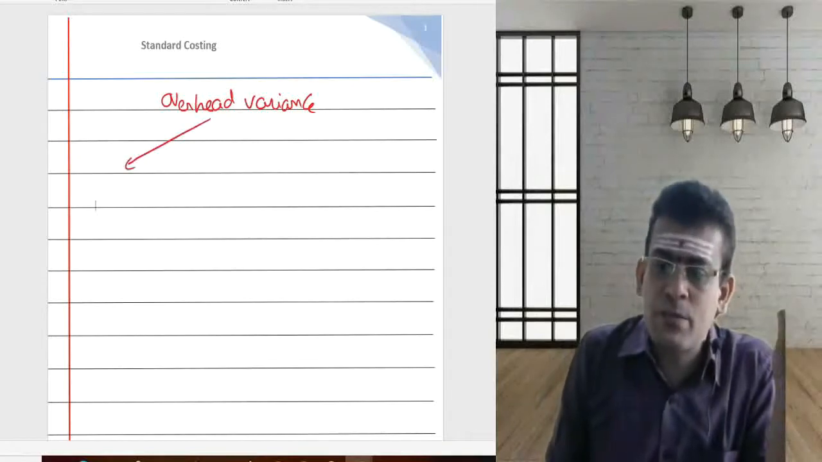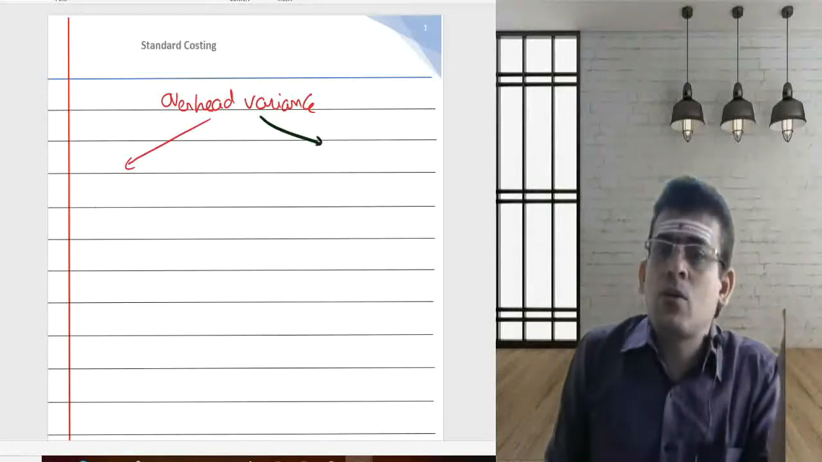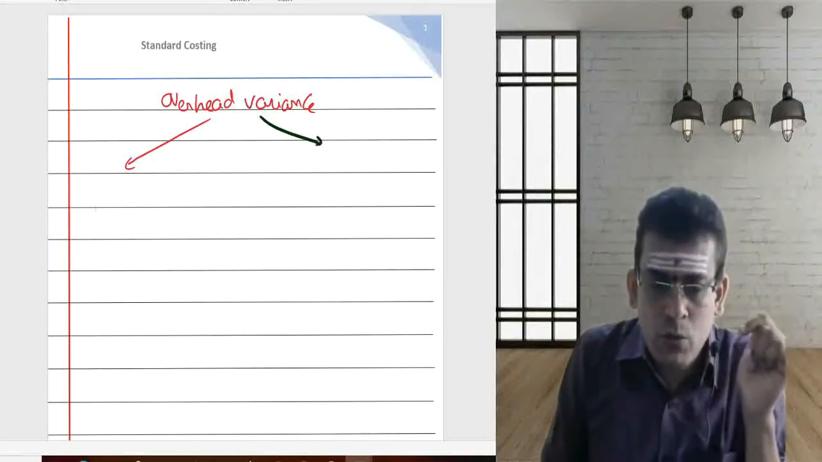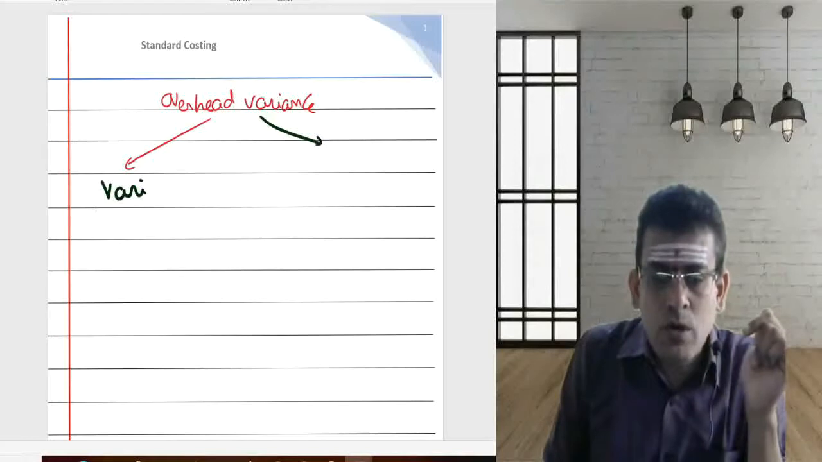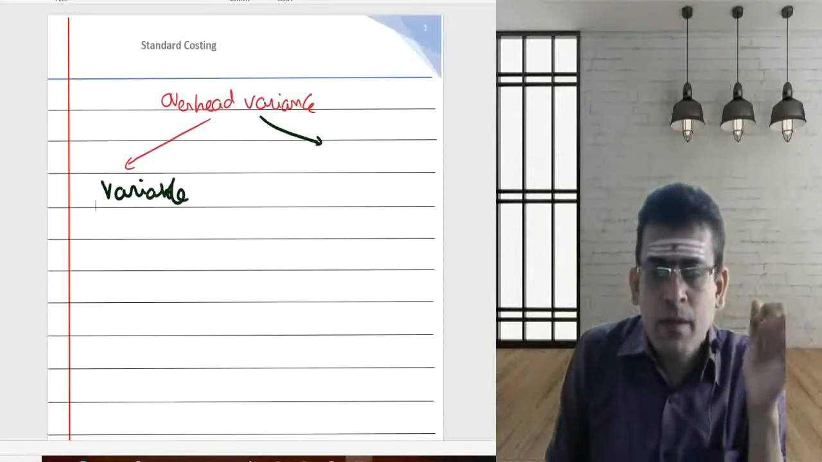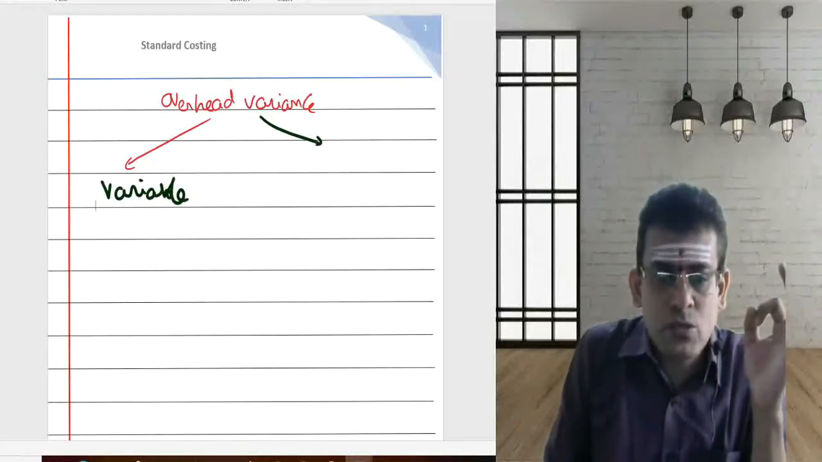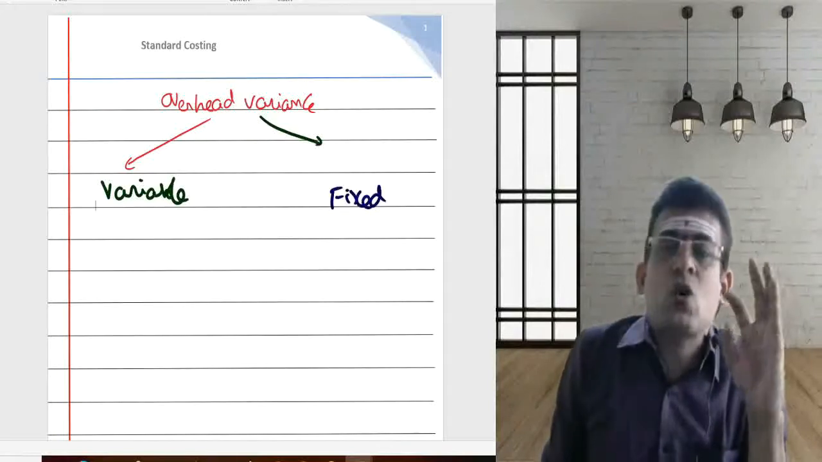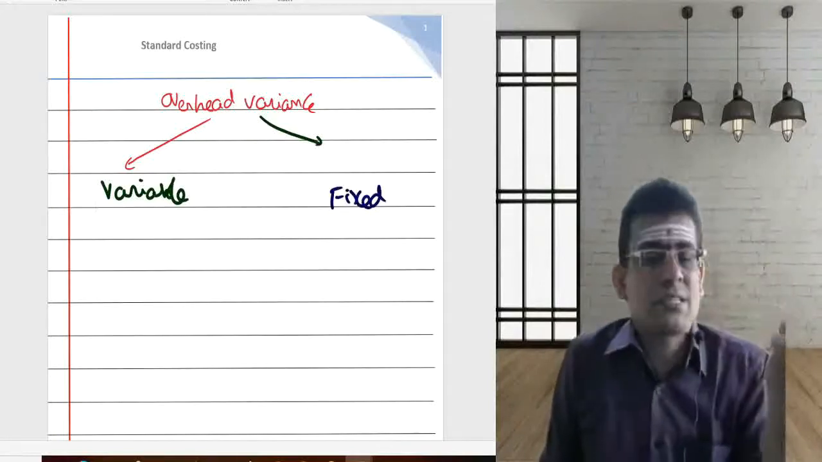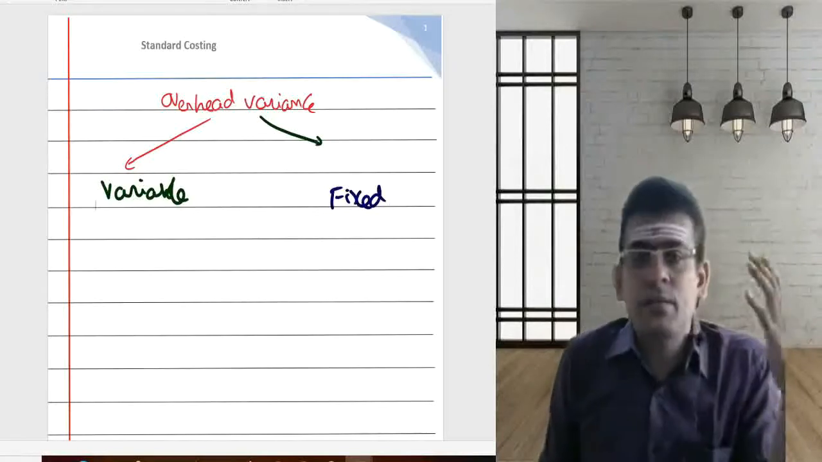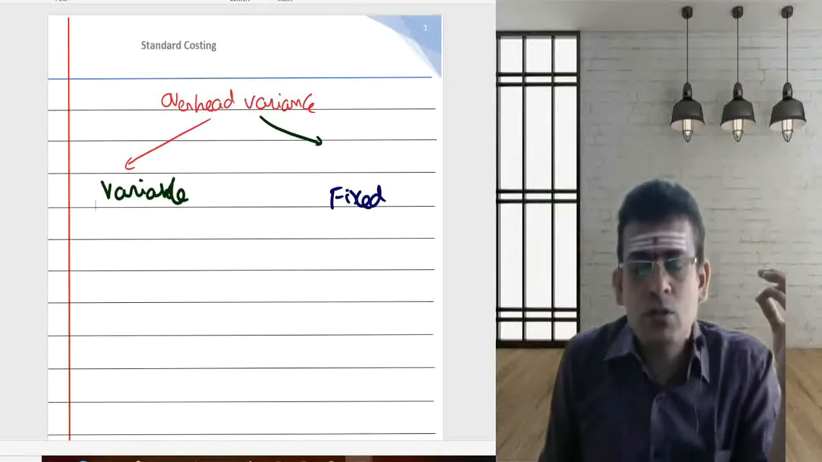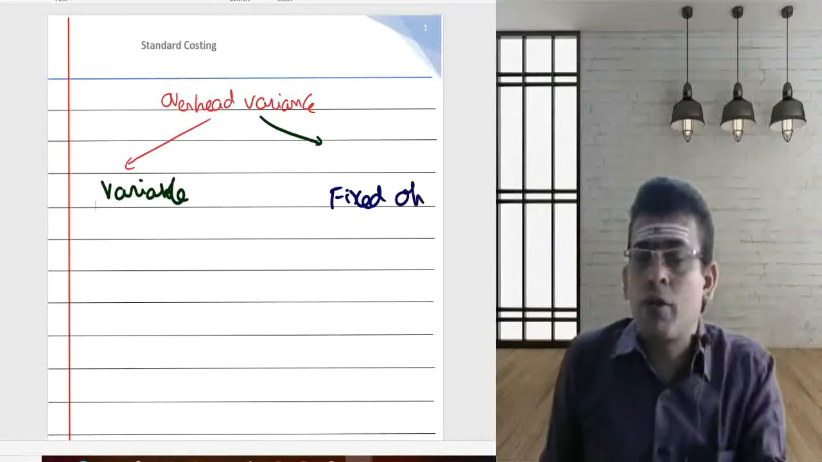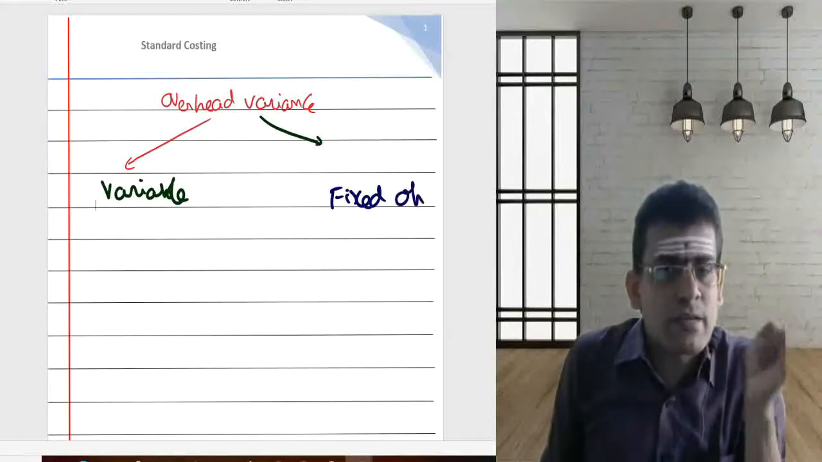up into two different segments. One is called variable overheads, the other is the fixed overhead variance. So here there is variable and there is fixed. These are the two different segments of your overhead variance. Variable overhead is quite simple. First let us focus on the fixed overhead variance, then we will come back to the variable overhead variance, because for variable overhead only three variants I need to calculate.